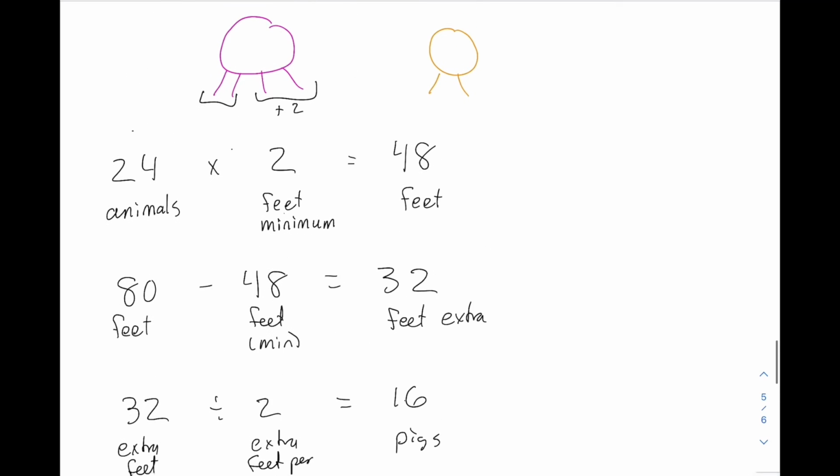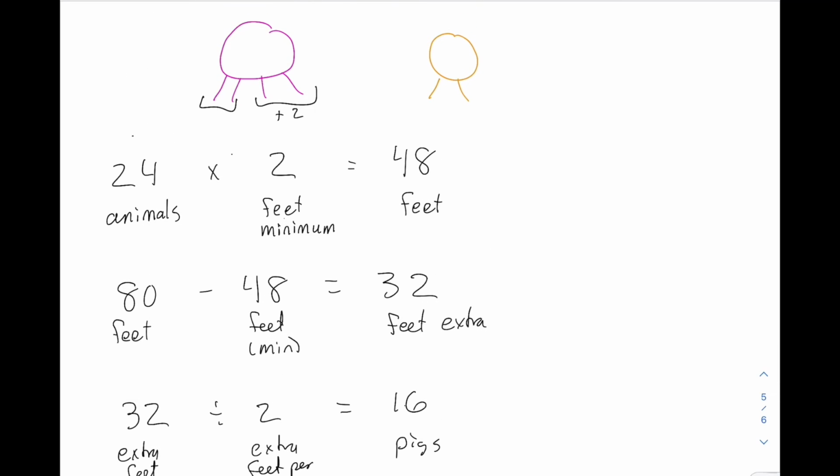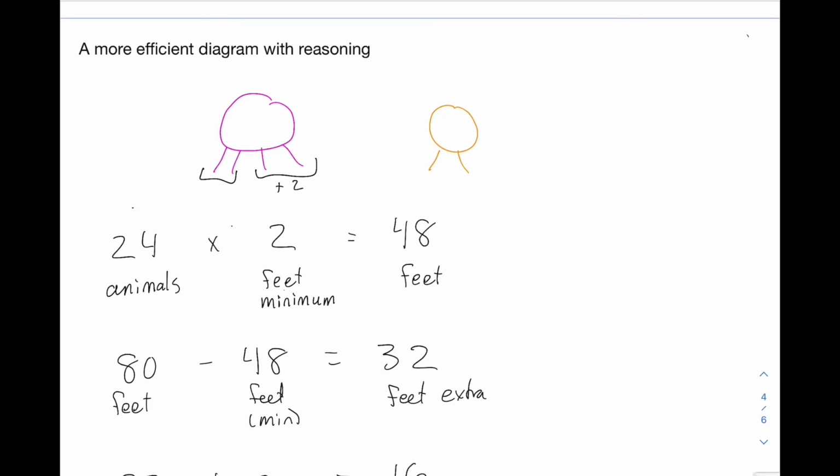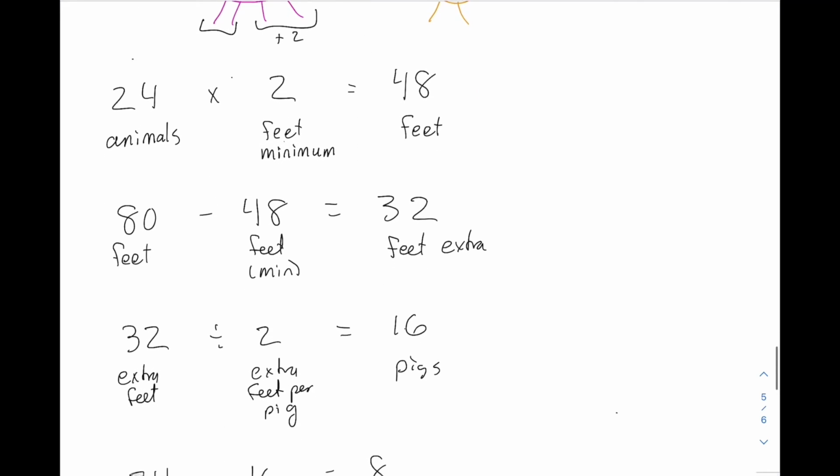So this, again, it was just fine to draw out the 24 pigs and chickens, but if I had said there were 1,000, and I don't know if that actually works out to be a number that is okay, but then I would want to use that reasoning, but maybe get a little more sophisticated in my thinking through.